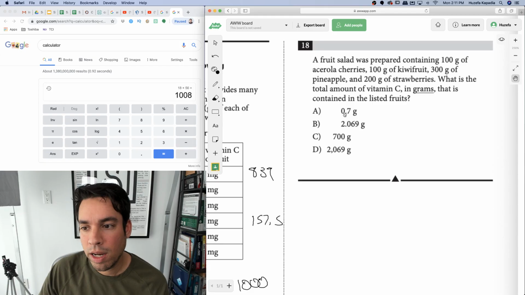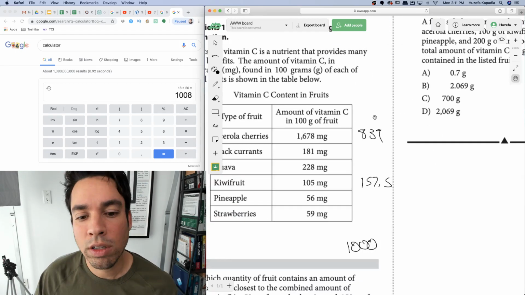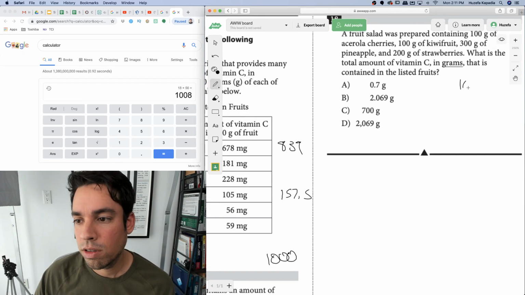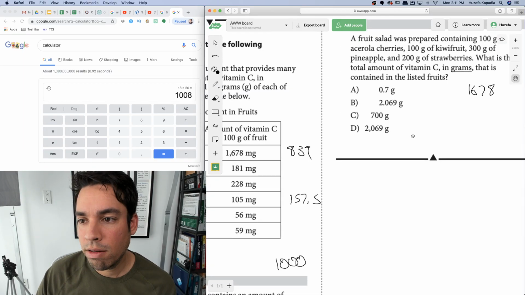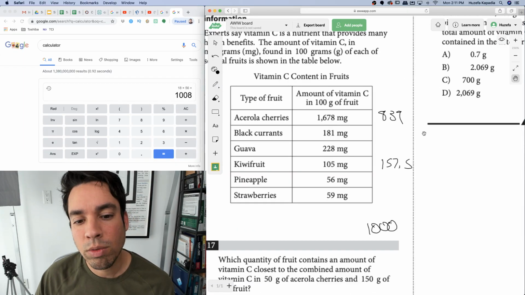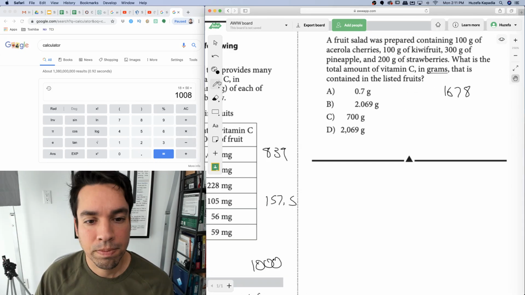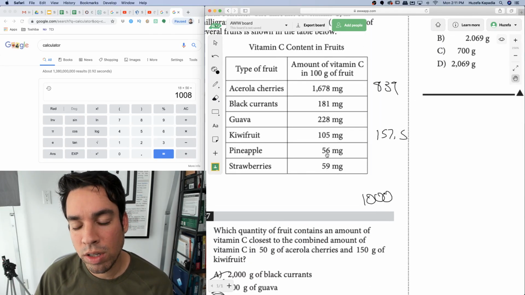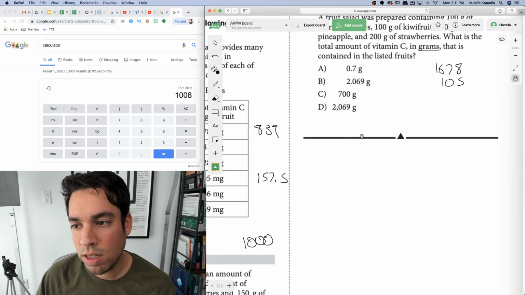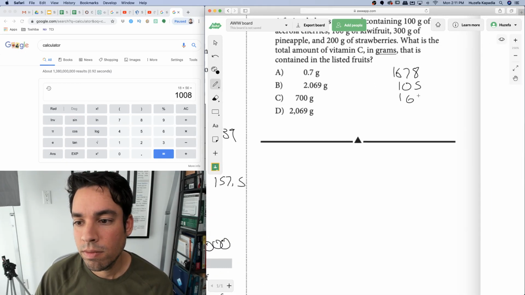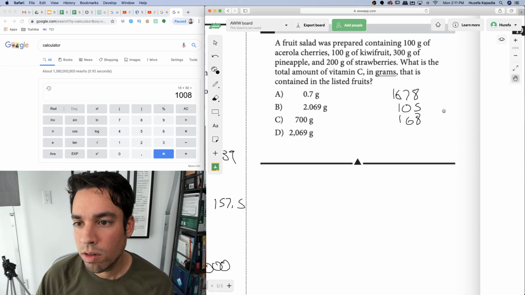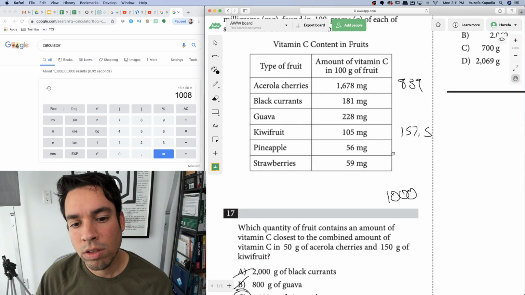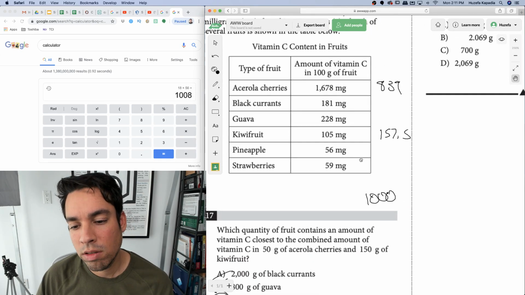A fruit salad was prepared containing 100 grams of acerola cherries, 100 grams of kiwi. Oh, by the way, okay. So 100 grams of acerola cherries. Hold on, let's see if I can see this. 100 is 1678 because that's exactly 100. Then we have 100 grams of kiwi fruit. 105. 300 of pineapple, so whatever pineapple is times 3, that's 168. 200 grams of strawberries. That's 2 times that, which is 118.